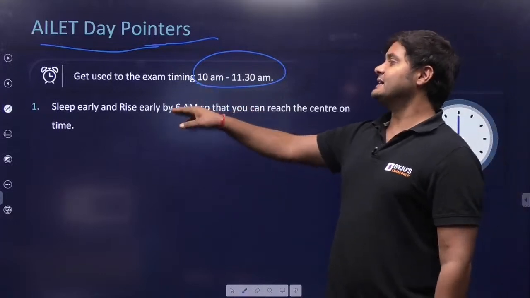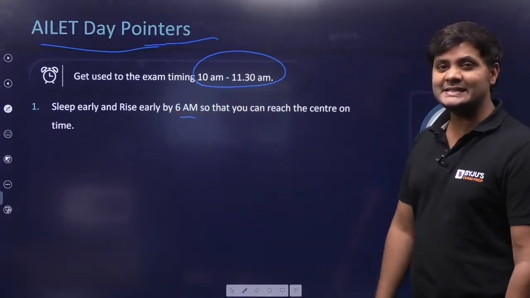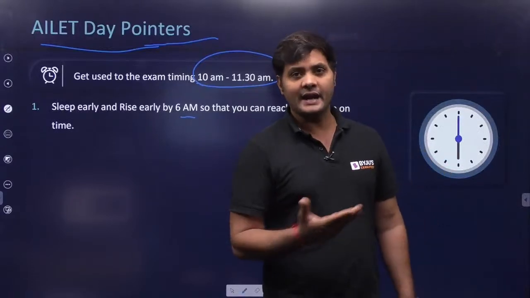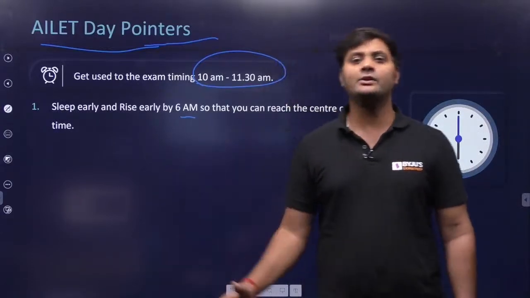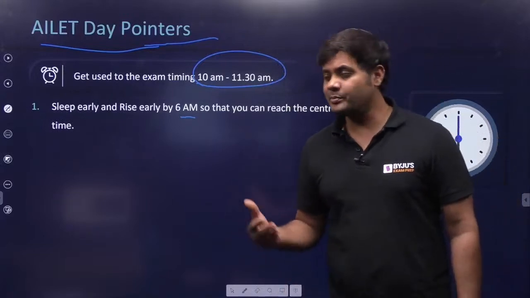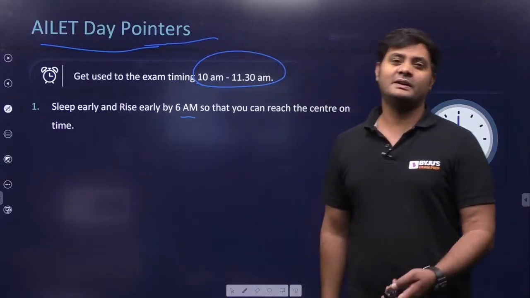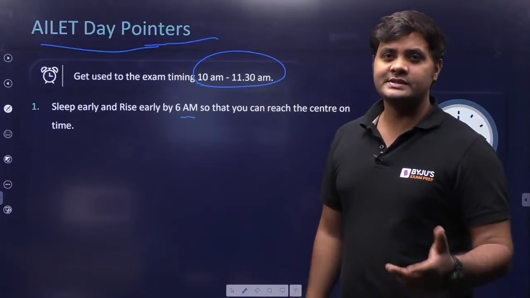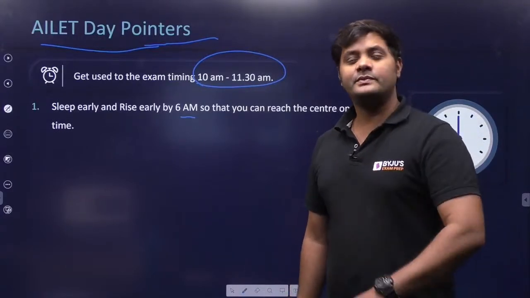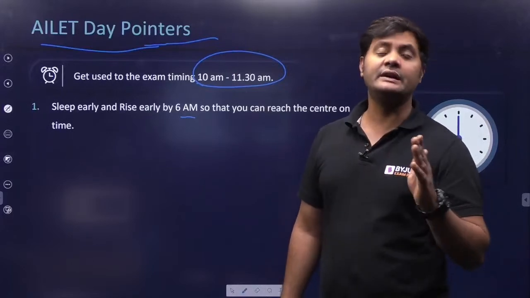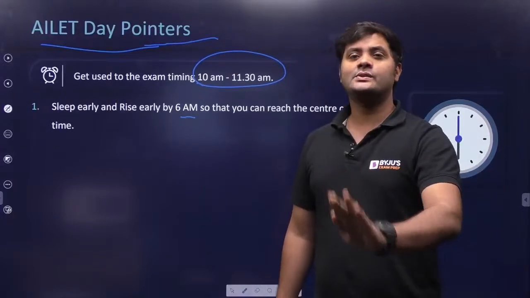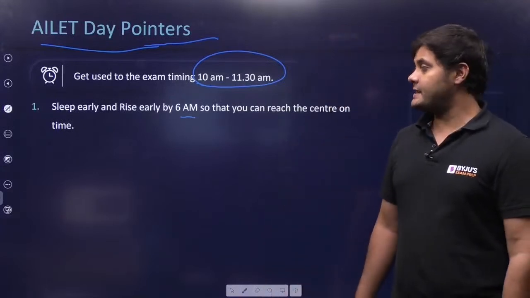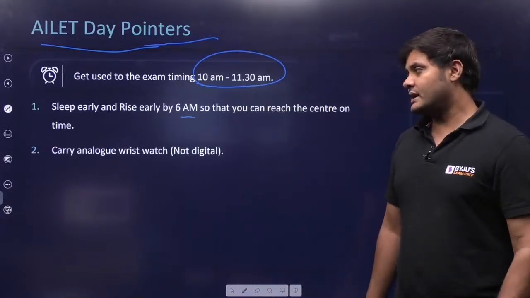Sleep early, rise early by 6 a.m. so that you can reach the center on time as well. Reaching the center on time is also very important, right? Wake up early, reach the center on time. No last minute rush, that we can avoid. If we take a margin of, let's say, 1 hour, we are always on a safer side. So make sure you reach the center well in advance, 1 hour before.